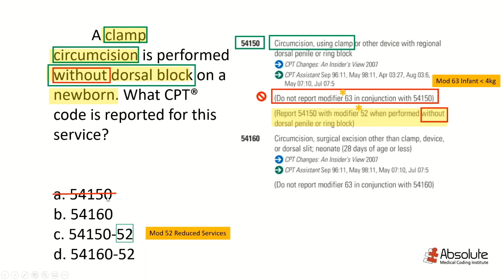So we're going to take that one away because it doesn't have the 52 modifier, because they have performed it without the dorsal block. That right there is telling you you're going to need it because it was indeed without it. For 54160, that was for a surgical circumcision. This was not performed surgically. They used a clamp. There we go. 54160. That's why that one's off the table, and that's why 54150 is your choice.